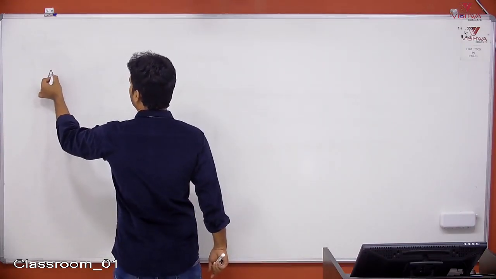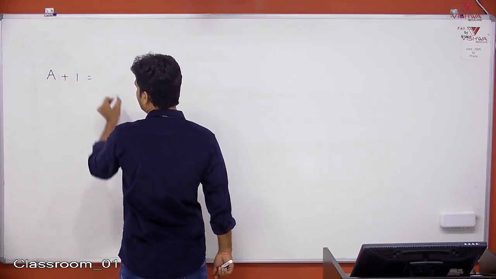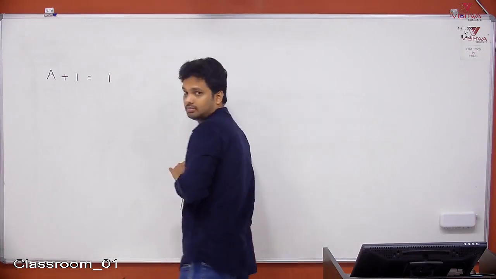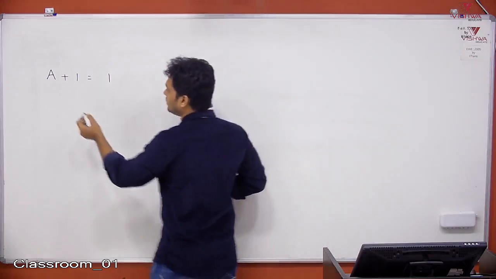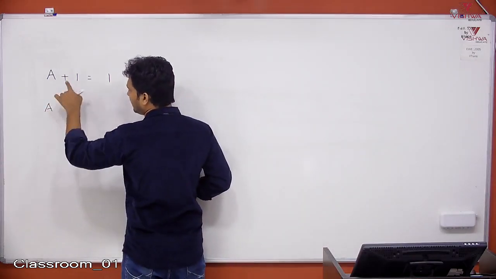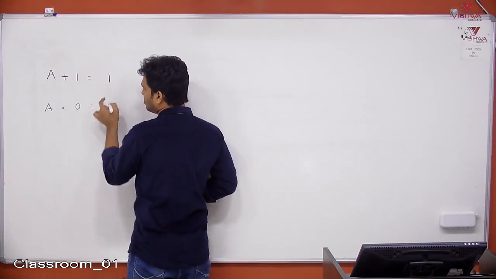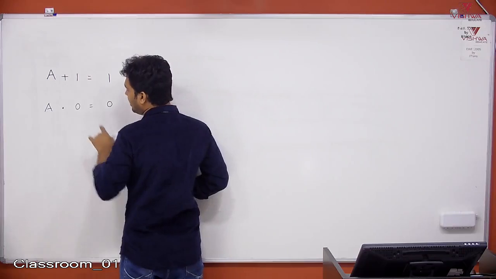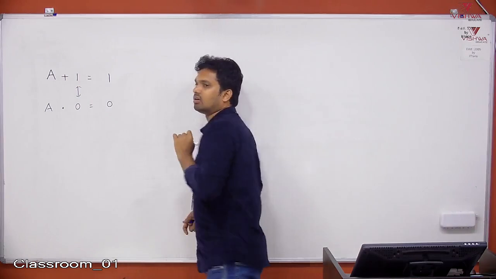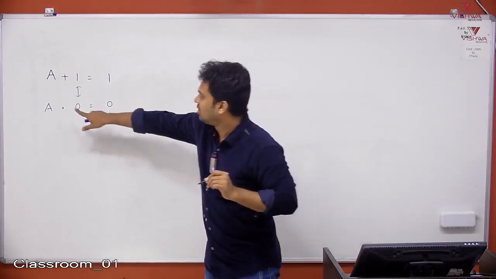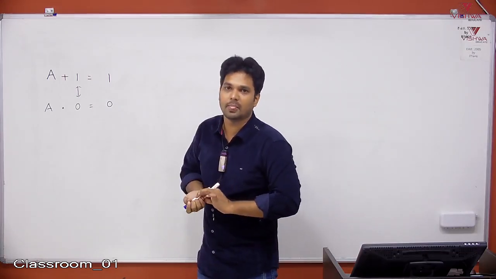Suppose I have a function a plus 1. What is the answer for a plus 1? 1 plus anything is 1. You know it already. Right? Now, let us use one more thing. Keep the variable as it is. Replace plus with dot, 1 with 0. And here also 1 with 0 on both sides. My answer is, our expression is still valid or not? Tell me. A into 0, what is the answer? 0 only, right?